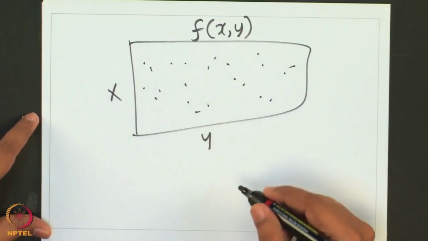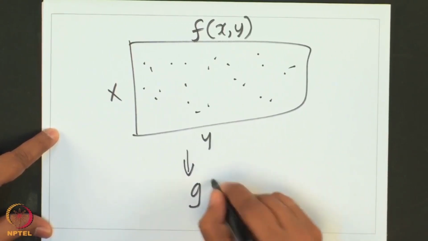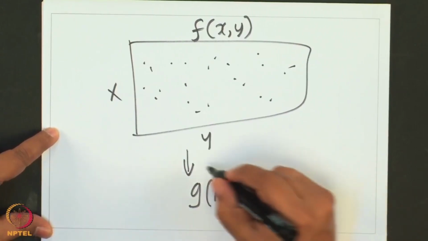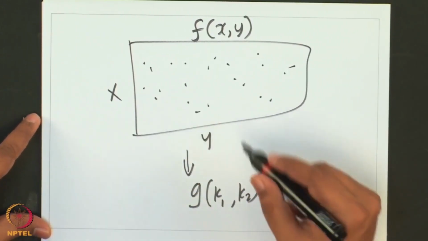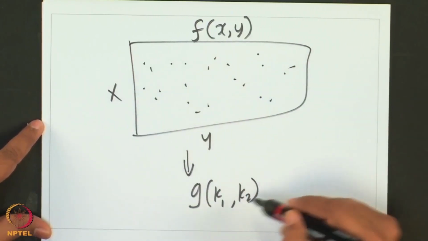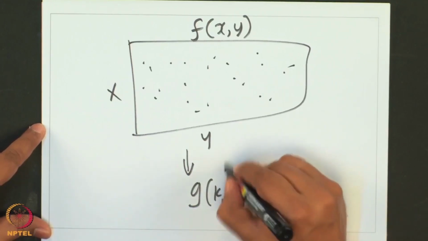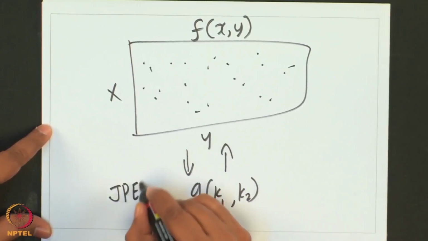And this you can convert to g of kx, k1, comma k2. I can convert this into a g space by doing a similar transformation both for x and y separately. I will get k1 and k2, and then this you can convert back. So this is what is typically JPEG and all that.